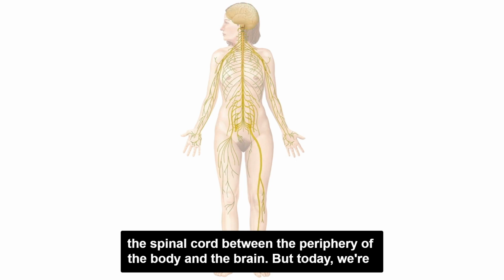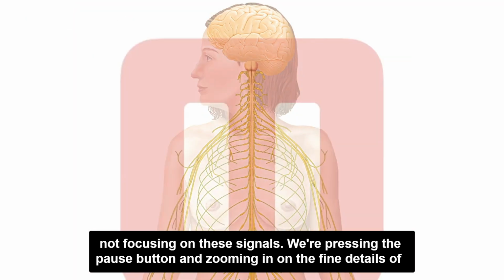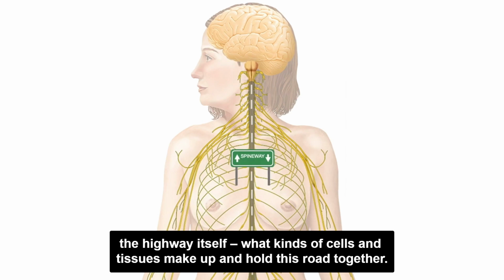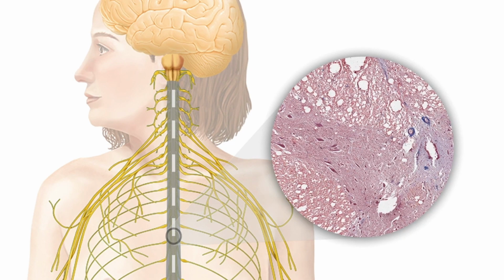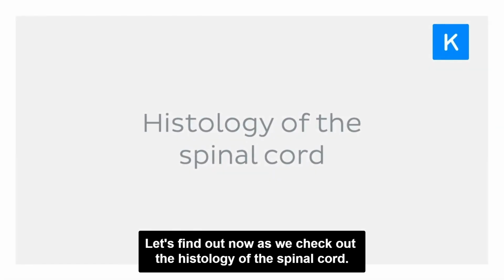But today we're not focusing on these signals. We're pressing the pause button and zooming in on the fine details of the highway itself. What kinds of cells and tissues make up and hold this road together? Let's find out now as we check out the histology of the spinal cord.